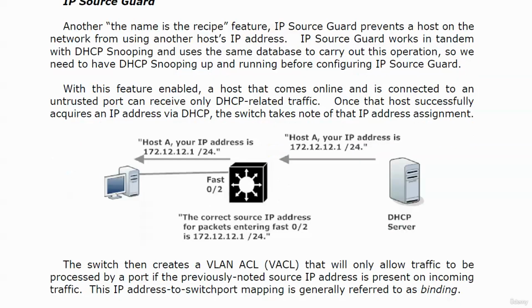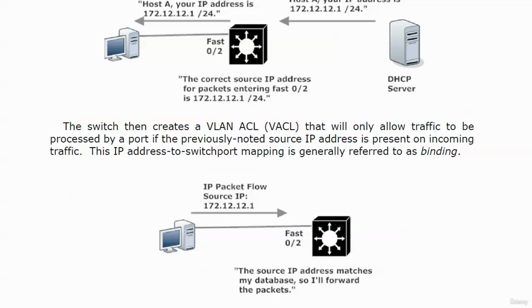Now, how does the switch do that exactly? Well, it creates a VLAN ACL, a VACL, and that allows the traffic to be processed by a port if that previously noted source IP address is present on the incoming traffic. Now this IP address to switch port mapping is generally referred to as binding. Do not let this term intimidate you. We're even going to walk through a manual binding to help you get over binditis, because a lot of people, especially the first time they see it, think, oh, binding. I don't know if they had a bad experience somewhere, but you're not going to have one here, and we will hit that lab in just a few minutes.